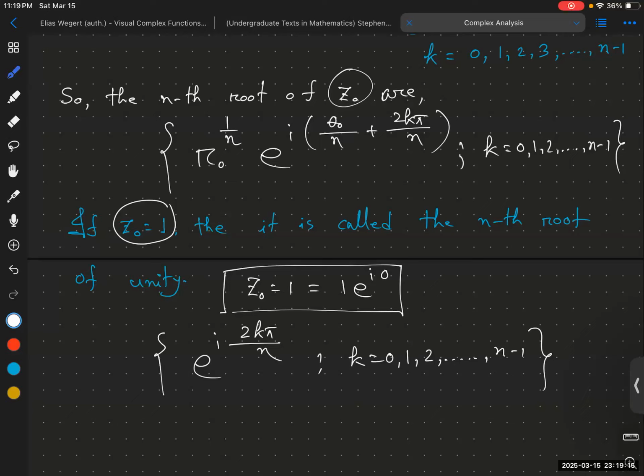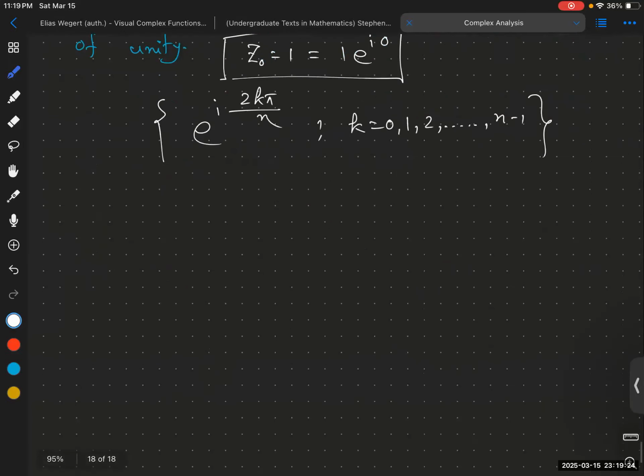It can be a square root, cubic root, or eighth root, anything. So now our next topic, a very important topic to be honest, is the matrix representation of complex numbers. We are now going to discuss the matrix representation of complex numbers.